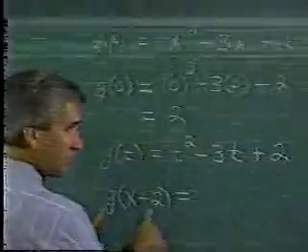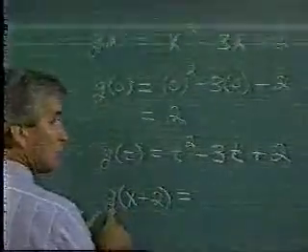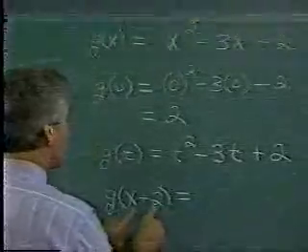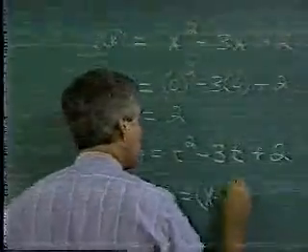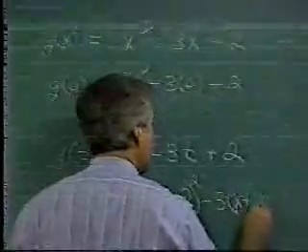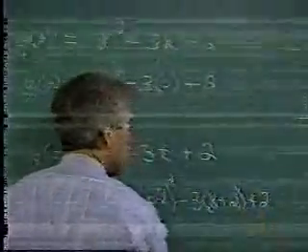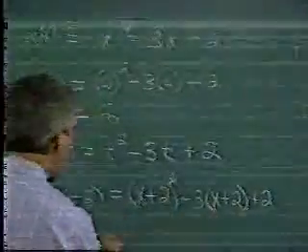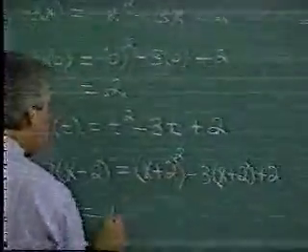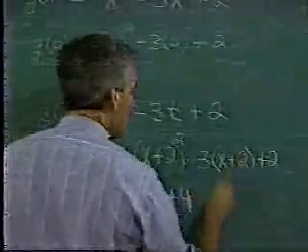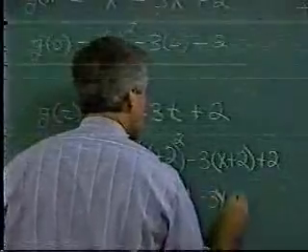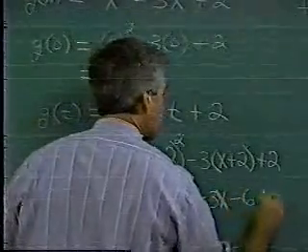Blind replacement. G of x plus 2. In the g function, replace blindly all of the x's with x plus 2's. So we would have, instead of x squared, we would have x plus 2 squared. Instead of minus 3x, we would have minus 3 times x plus 2, and then plus 2. You see a blind replacement. And now evaluating, let's see, x plus 2 squared is x squared plus 4x plus 4. And then multiplying through, I get negative 3x minus 6 plus 2.